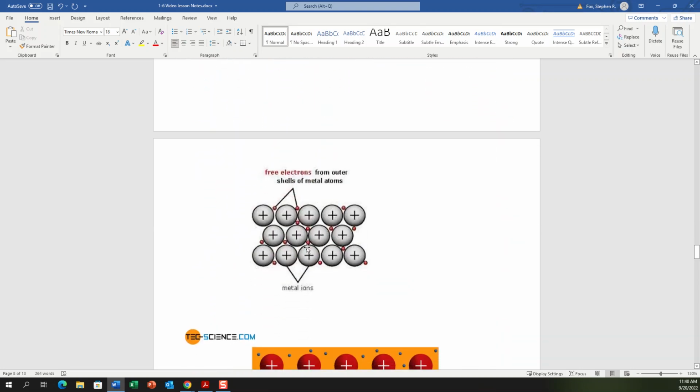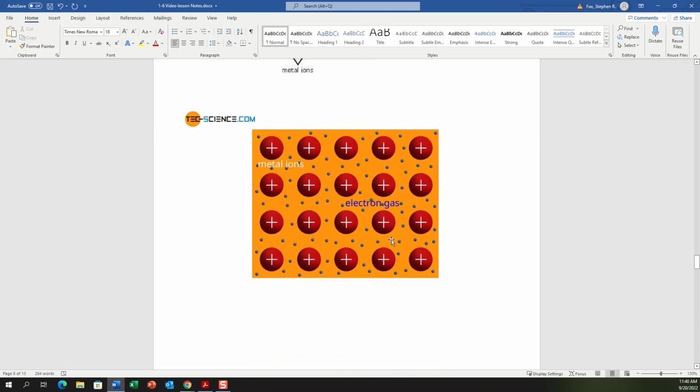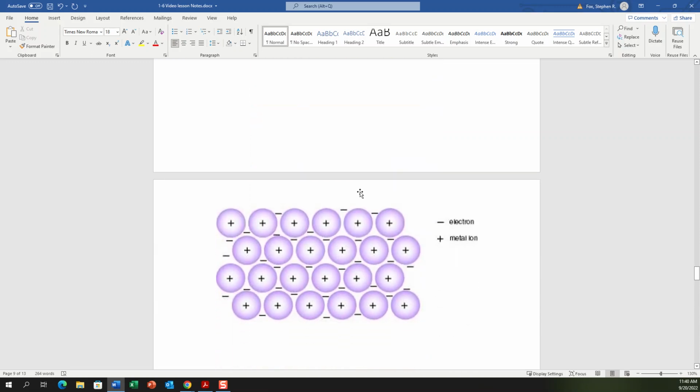So here's kind of another representation. Notice I don't have positive, negative, positive. It's just a bunch of positives next to each other, and then we've got these really small electrons. And notice they're not in a fixed state. They're kind of randomly allocated, showing you the random motion of those electrons. So again, here's another representation of a metal structure. All right.